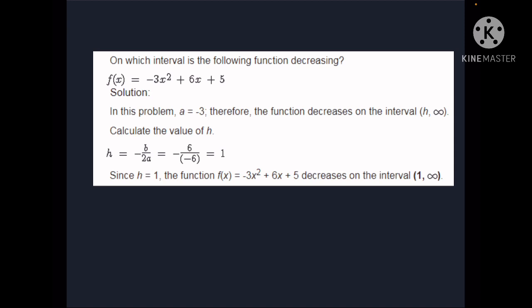First, we will use our rule for the vertex, which is negative b over 2a. Where is the b in this equation? It is 6. And it will be negative 6 over 2a. A equals negative 3. 2 multiplied by negative 3 equals negative 6. Then negative 6 over negative 6 equals 1. Then if h equals 1, the function decreases on the interval 1 to infinity.